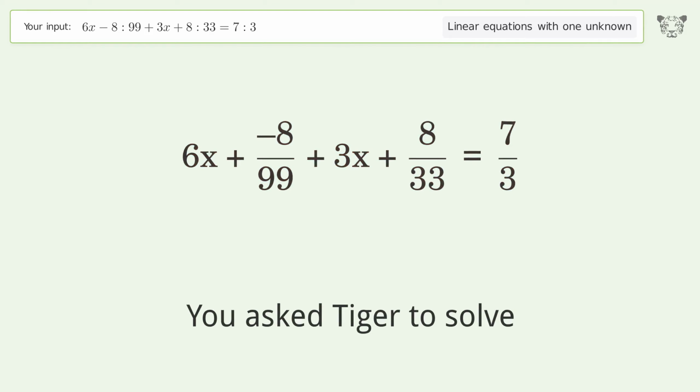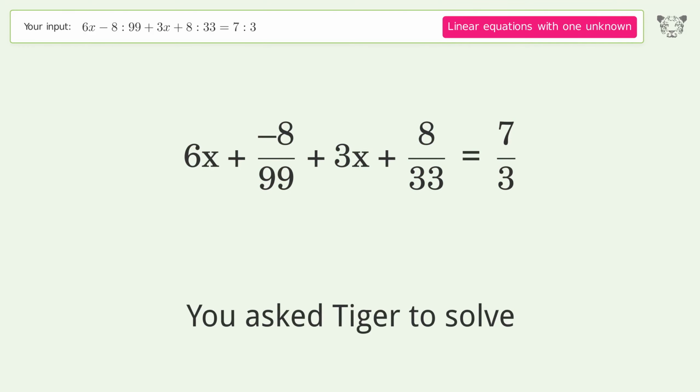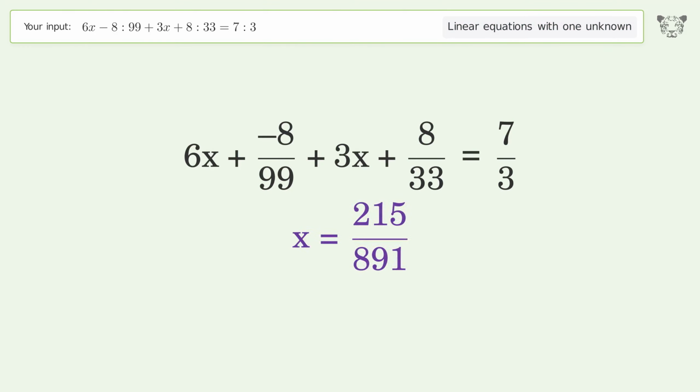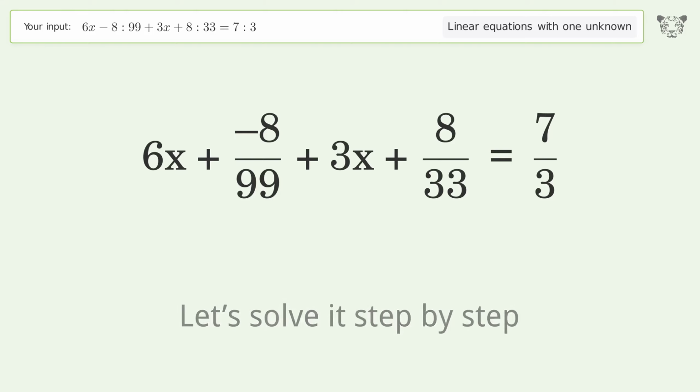You ask Tiger to solve. This deals with linear equations with one unknown. The final result is x equals 215 over 891. Let's solve it step by step.